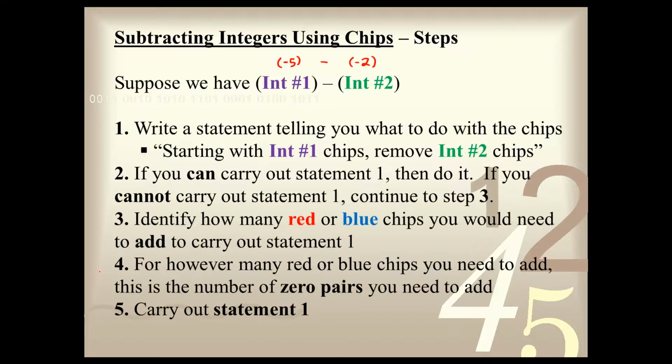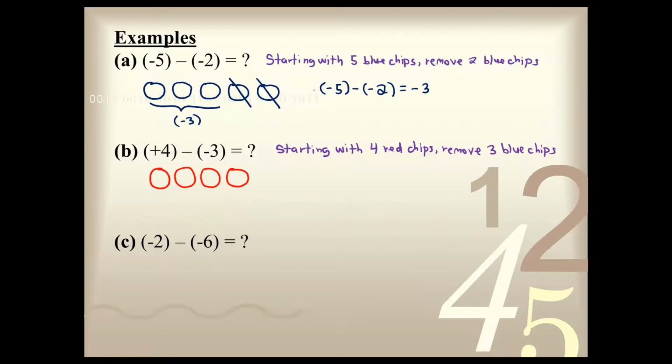So if you cannot carry out the statement, continue to step 3. Step 3 says, identify how many red or blue chips you would need to add to carry out statement 1. What it's telling me is, starting with 4 red chips, remove 3 blue chips. To carry out the statement, I would need 3 blue chips to remove. So let's identify.